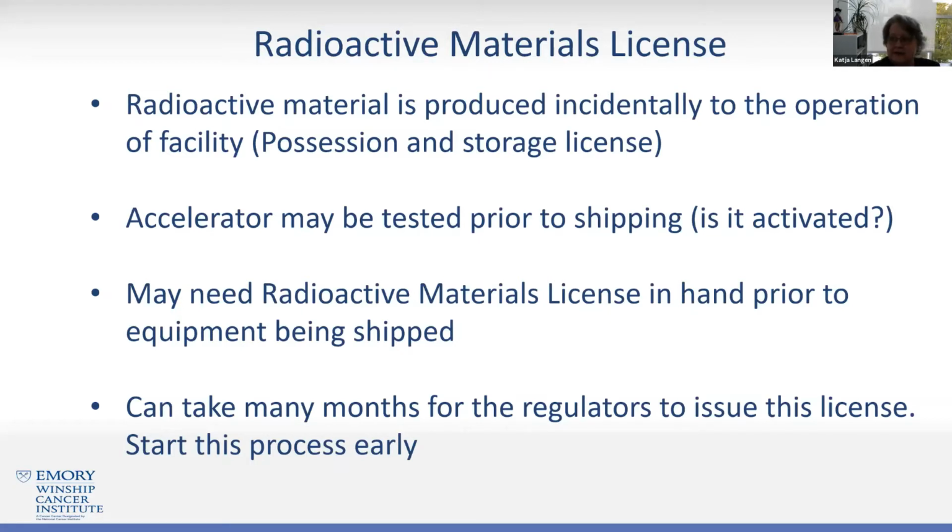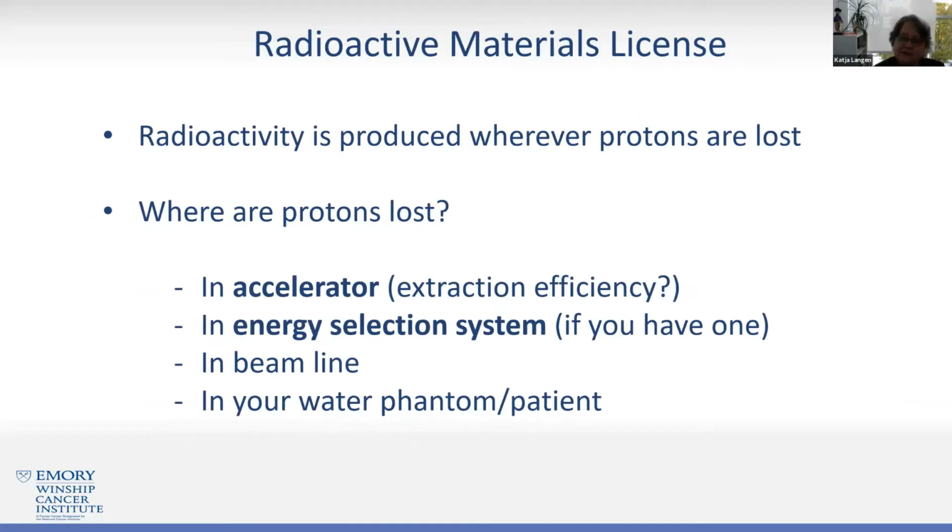So radioactive material is produced wherever you lose protons. Where are they lost? That very much depends on your particular facility. I will walk you through an example of what we had to deal with in Maryland, but it may look very different for you. If you have a cyclotron, it's different than if you have a synchrotron, and so on. If you have one room versus many rooms. But anyway, it's typically produced in the accelerator.